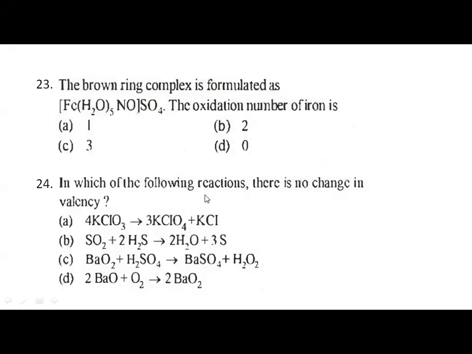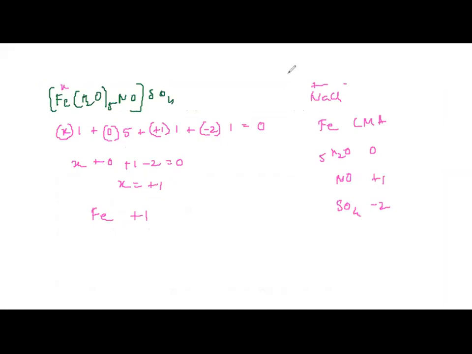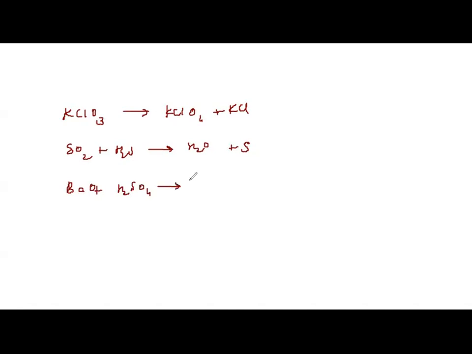Next, in which of the following reactions is there no change in the valency? Okay, let us take all the reactions one by one. Let us write the reactions. The first reaction given is KClO3 gives KClO4 plus KCl. Second option, SO2 plus H2S gives H2O plus S. I'm not balancing it. They have given them already balanced. Third, barium oxide plus H2SO4 gives barium sulfate plus H2O2.